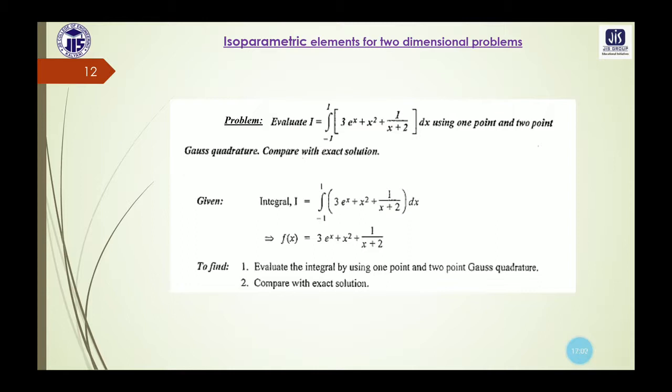So let us write the integral which is given here. That means the value of f(x) is given as 3 e to the power x plus x square plus 1 by x plus 2. So we need to evaluate the integral by using 1 point and 2 point Gauss quadrature, and we need to compare with the exact solution.